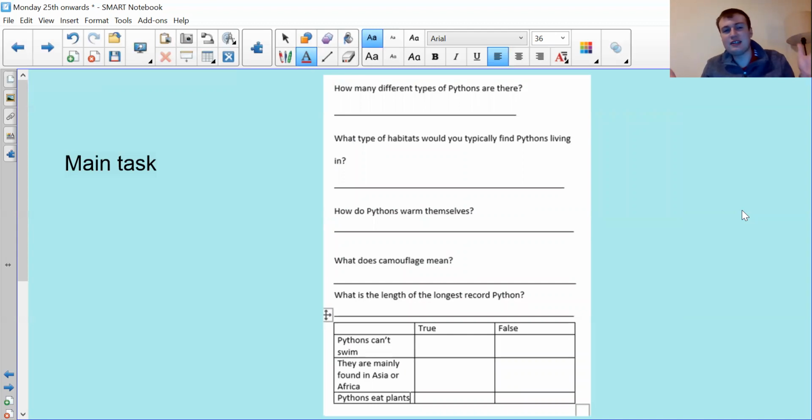If you cannot access Teams, there are your questions. Pause the video, pencil and paper, you know what to do. If you do have Teams, this is your assignment. Please go do the questions. The text is saved as a PDF in Reading, so you can get that up as well to help you. Pause the video, get it done.